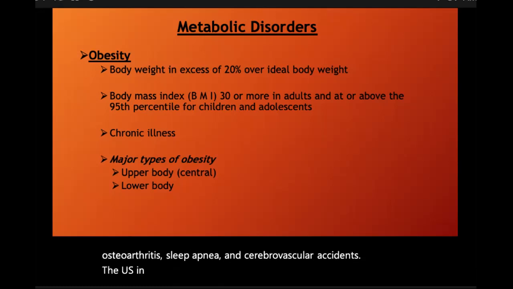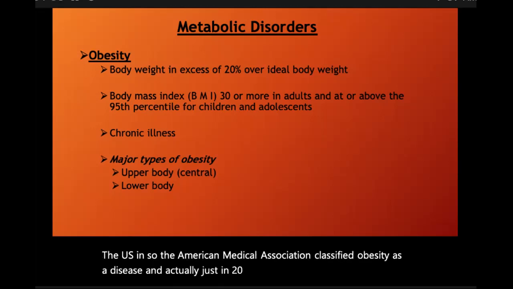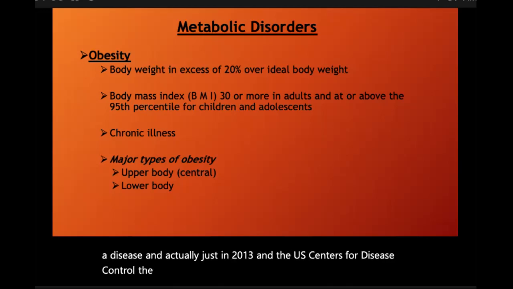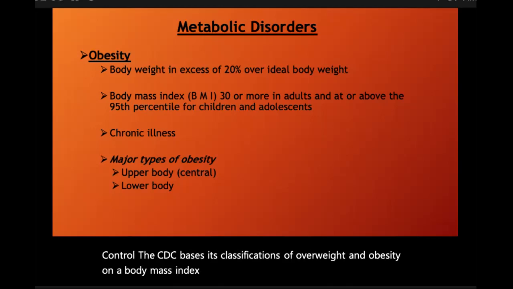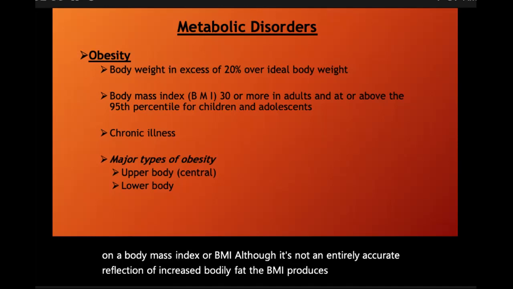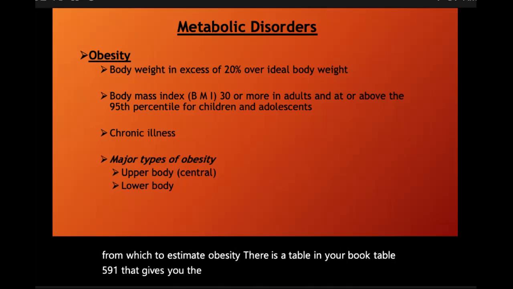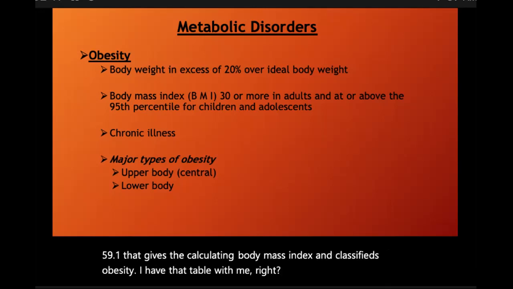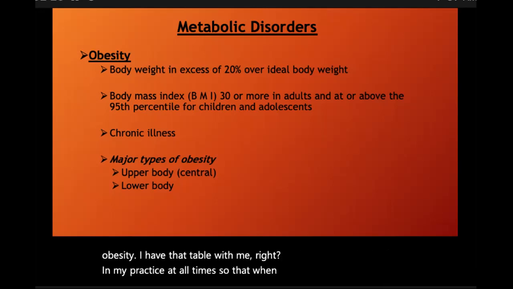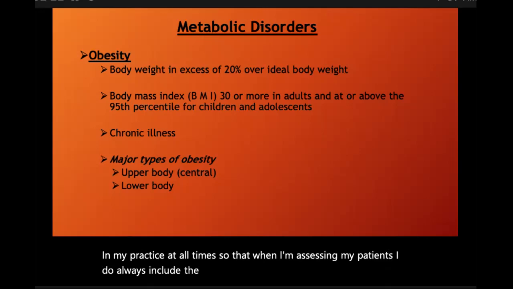So the American Medical Association classified obesity as a disease actually just in 2013. And the US Centers for Disease Control, the CDC, bases its classifications of overweight and obesity on a body mass index, or BMI. Although it's not an entirely accurate reflection of increased bodily fat, the BMI produces a ballpark figure from which to estimate obesity. There is a table in your book, table 59.1, that gives you the calculating body mass index and classifies obesity. I have that table with me right in my practice at all times, so that when I'm assessing my patients, I do always include the BMI in my documentation.